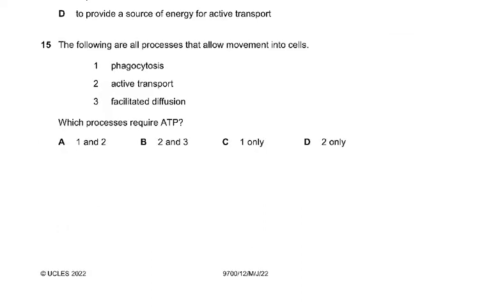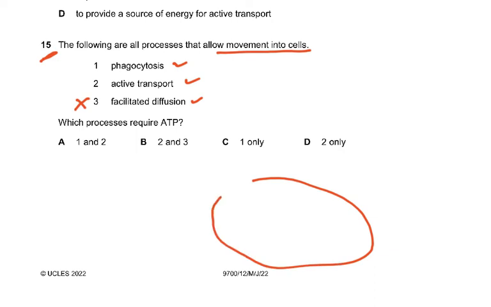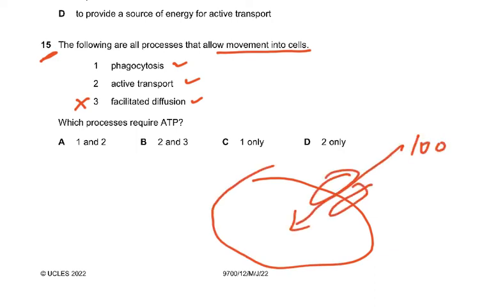Then coming to question number 15, the following are all processes that allow movement into cells: phagocytosis, active transport, facilitated diffusion. Which process requires ATP? Facilitated diffusion does not require ATP. That's a passive process. It just needs a channel protein, and facilitated diffusion means from 100 to maybe 10, it is just going to facilitate the diffusion. Diffusion is not an energy consuming process. It does not require ATP. So which process requires ATP, 1 and 2? It was only phagocytosis and active transport.